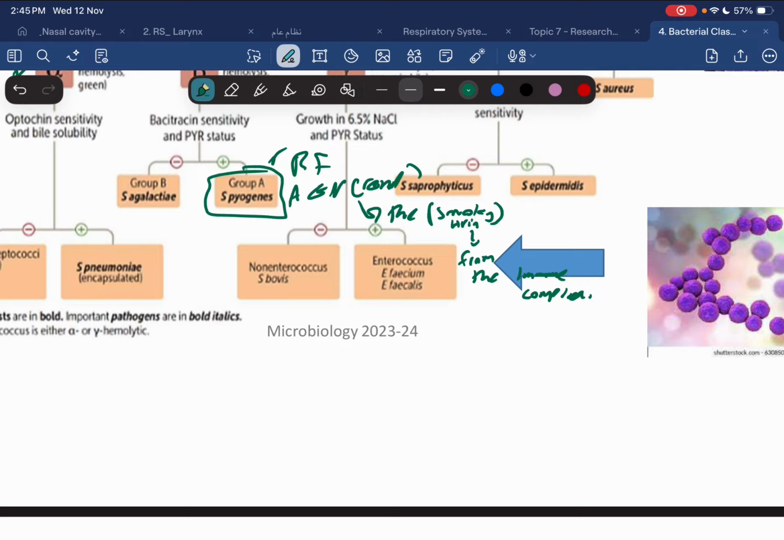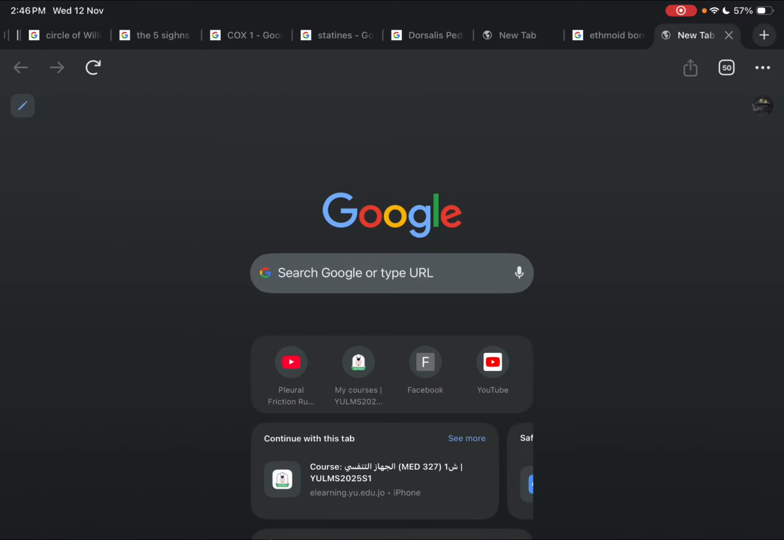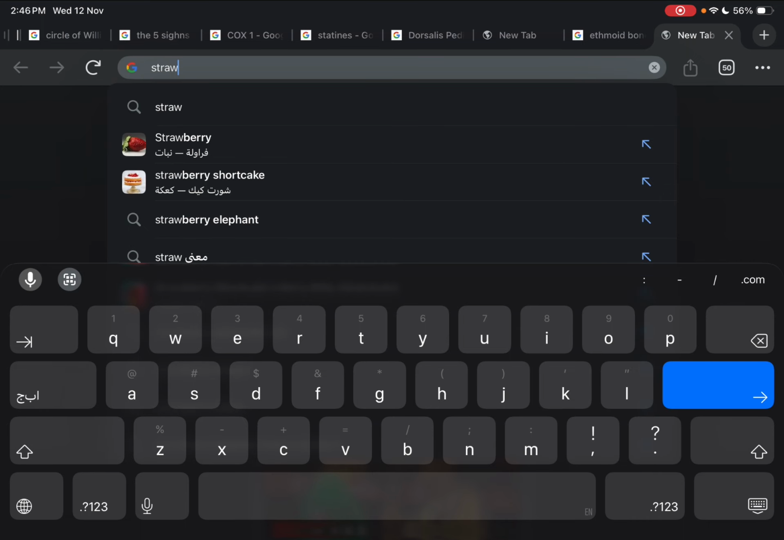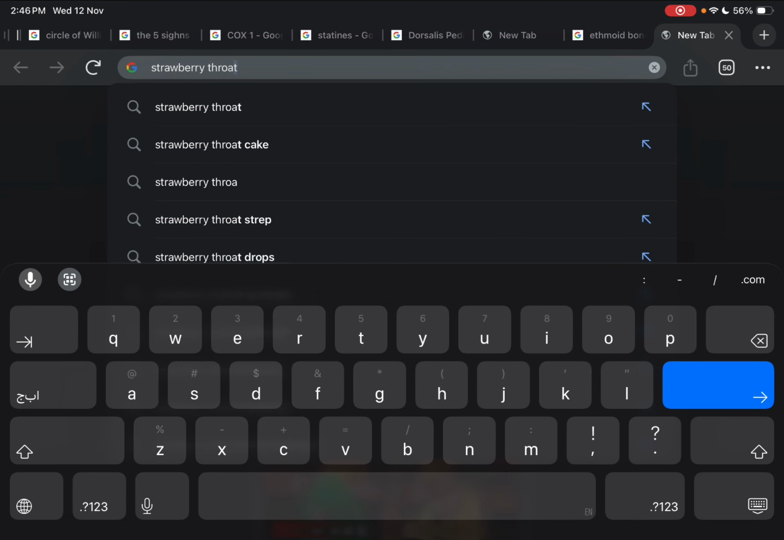So here you can see the strawberry throat. Punctate hemorrhage. When we say strawberry, like a strawberry fruit, it has these punctate red dots, right? But that's where it comes from. This is the hemolysis and this is the capsule. And normally for necrotizing fasciitis, obviously it's a more rigorous treatment, including surgical intervention.